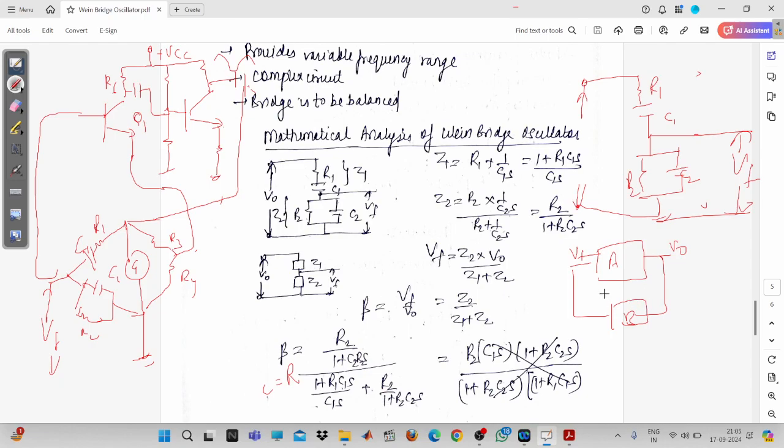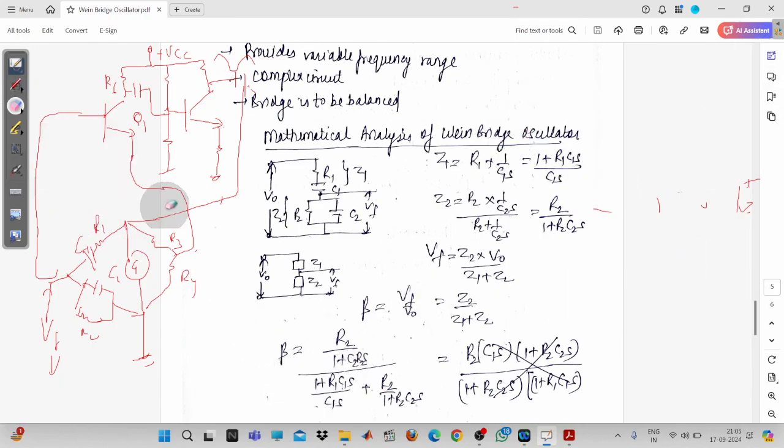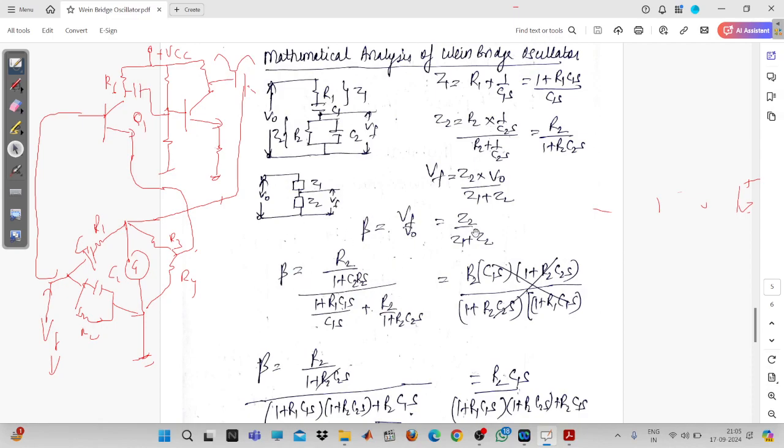So VF upon V0 is the gain of the feedback circuit. Fine. I think this much is clear to you now. So now you just put down all the values. Just a minute, I will move ahead now. So beta will be equal to Z2, what is it now? Just put the values again.